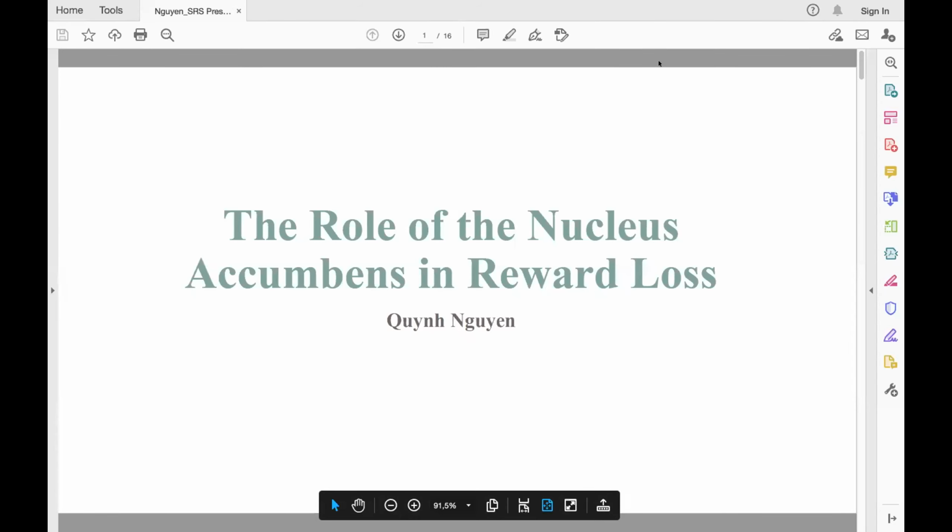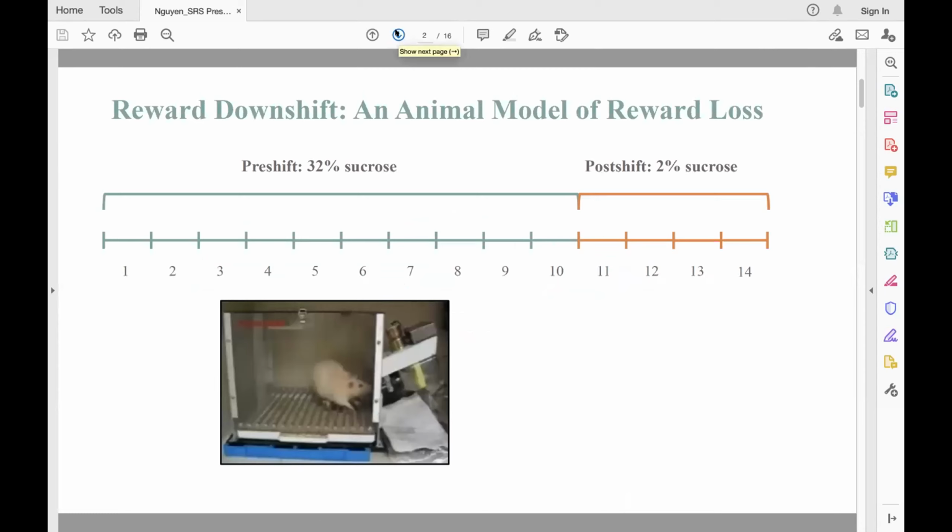Okay. So today I'm going to talk about the role of the nucleus accumbens in reward loss. In our lab, we study the neural circuitry involved in reward downshift, or RD, which is an animal model of reward loss. RD includes 2 stages, pre-shift and post-shift. Pre-shift lasts for 10 days, and during this time we give the rats a 32% sucrose solution, which is highly rewarding for them. Then during post-shift, which lasts for 4 days, we downshift the reward value to a 2% or 4% sucrose solution.